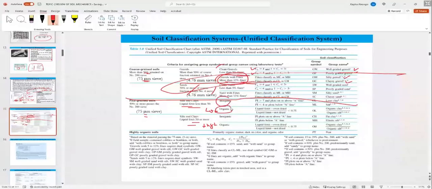For inorganic, we would need to do extra tests of drying. But mostly we deal with inorganic, not organic. Now for inorganic, we'll check PI is greater than 7 and plots above the A line. That is PI less than 4 and plots below the A line. That's silt. So the process is to follow slowly and do the classification, that is the group symbol plus soil name.